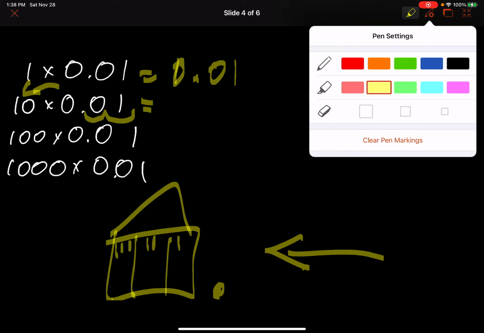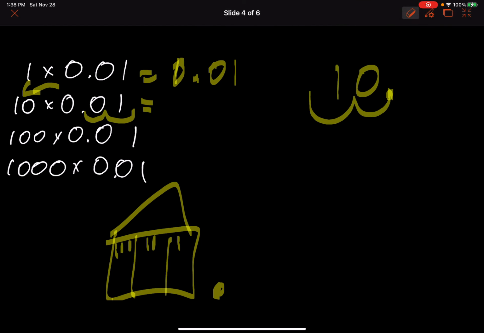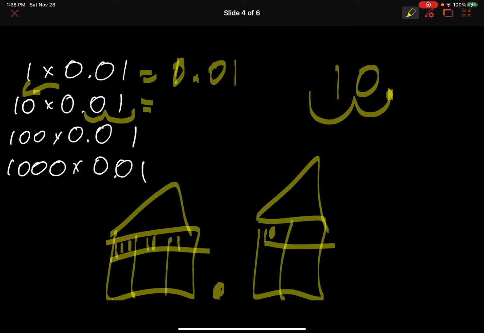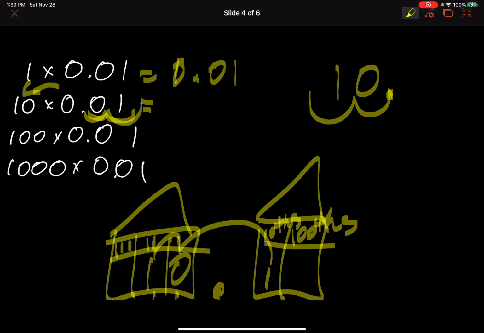Okay, so what's actually happening, and here's my skinny one. This is tenths, and this is hundredths. This 10 is now shifting these 1, 2 places. Okay, so it'll go 1, 1, 2. And it would be there.